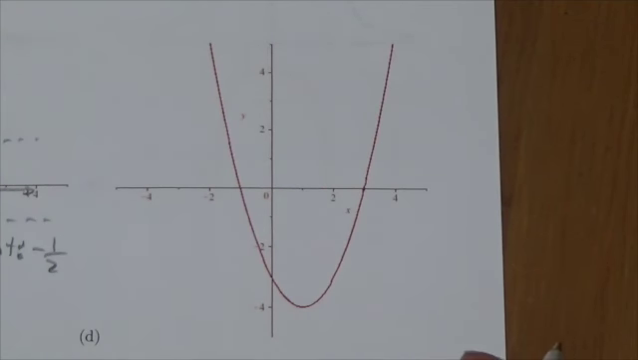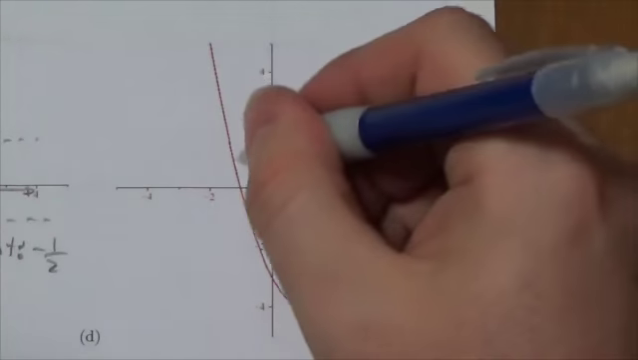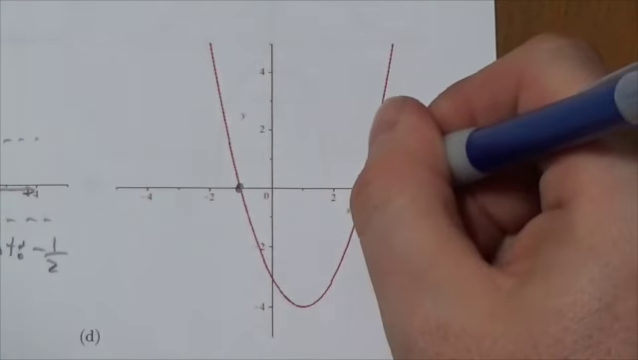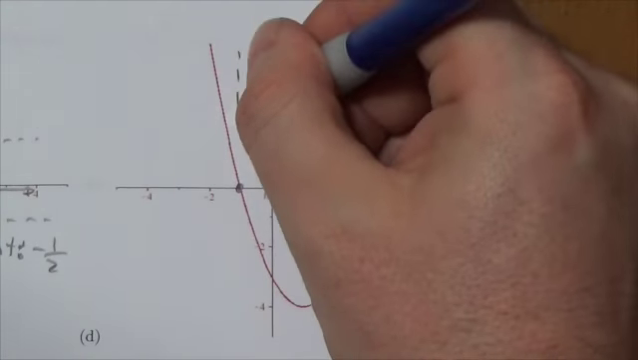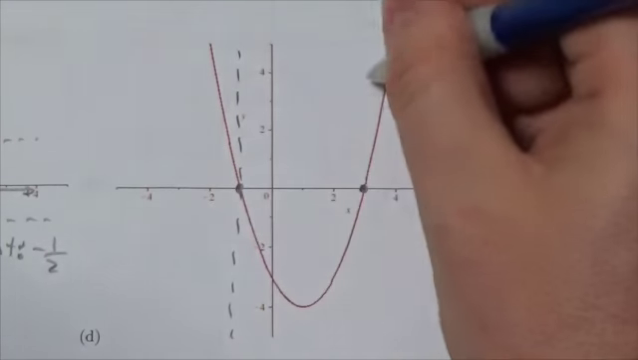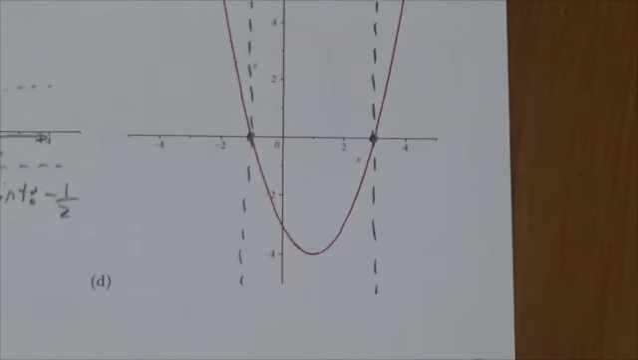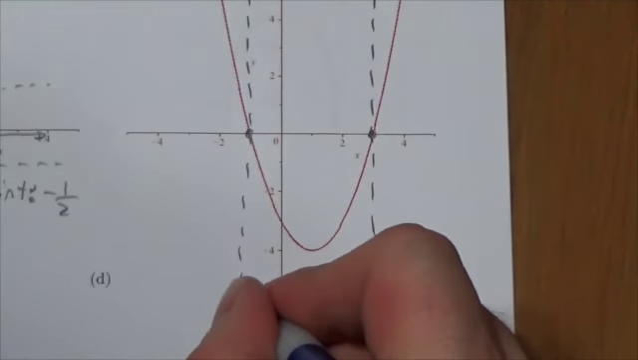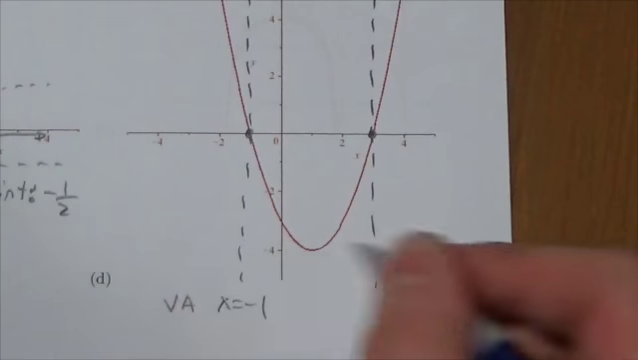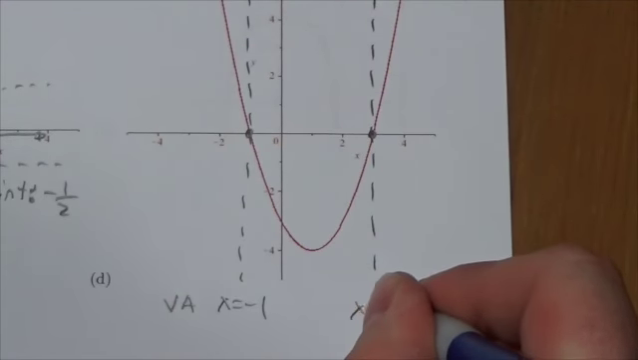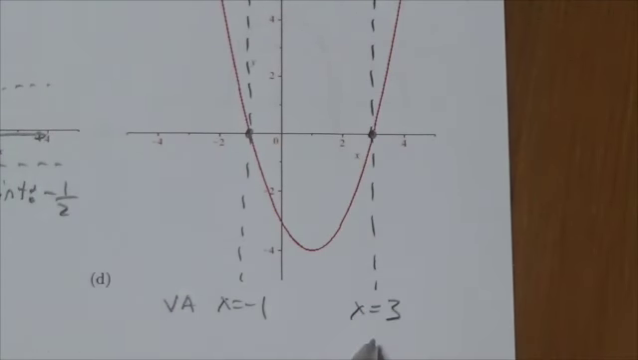Okay, we're going to take the reciprocal of this quadratic function here. So the very first thing we're going to do is identify the x-intercepts and identify those with the vertical asymptotes. And I can see from this that this is where x is equal to -1, so there's one vertical asymptote, and over here this is going to be where x is equal to 3. So there's my second vertical asymptote.